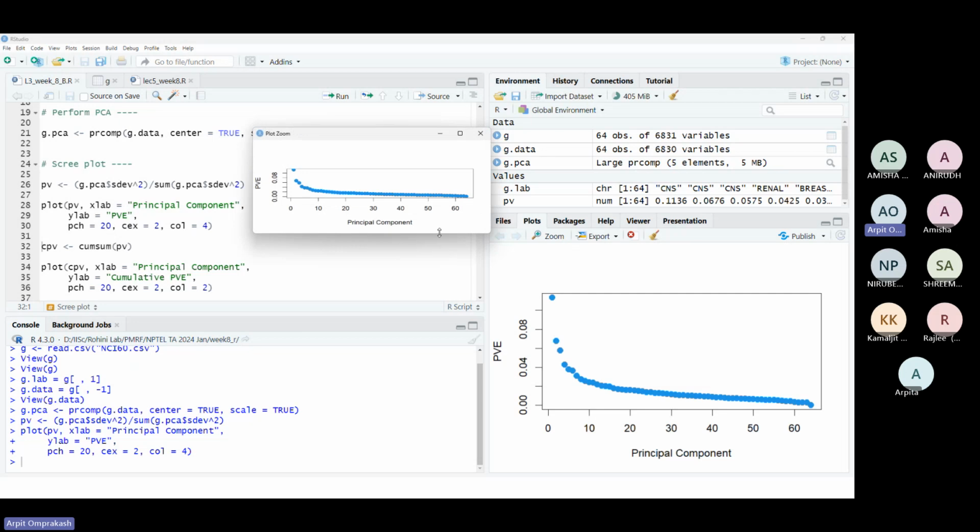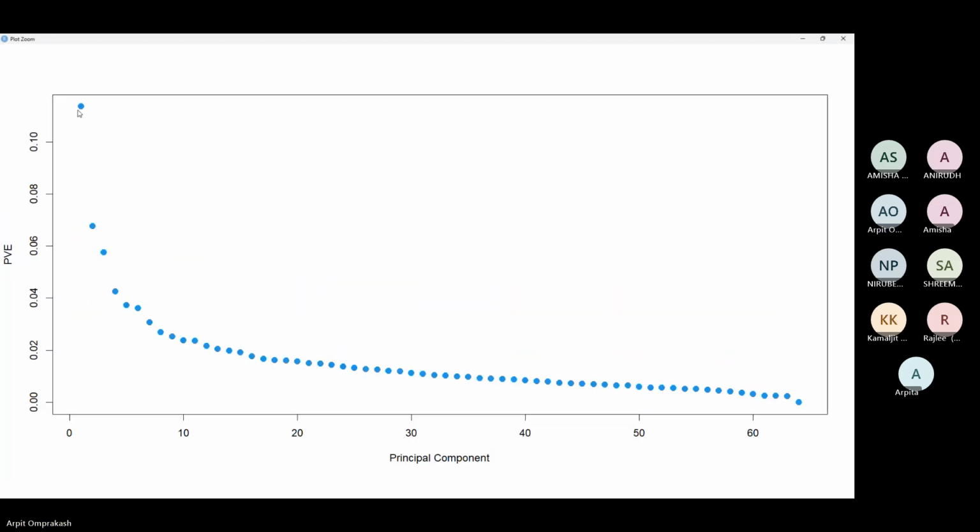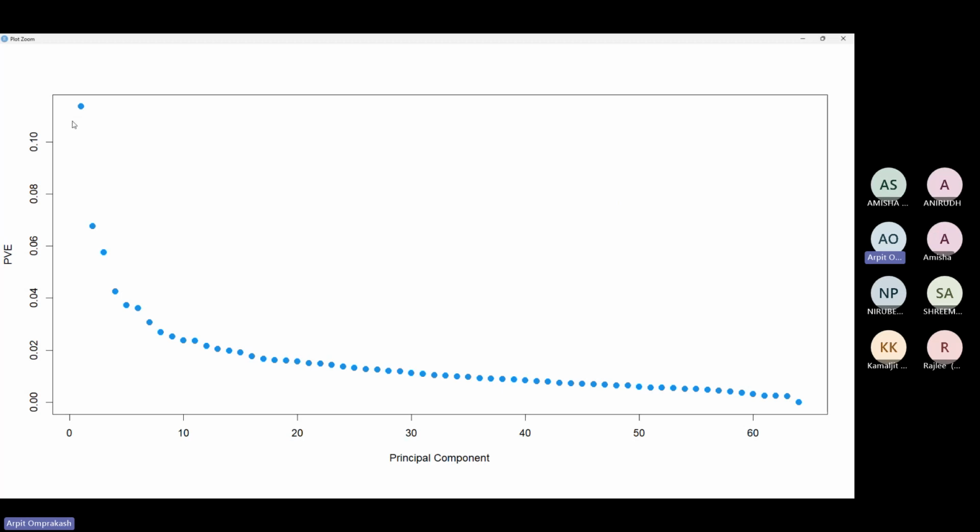Okay, so if you zoom, we see that the initial few principal components explain a lot of the variance. It goes till point one. So not a lot of the variance, but higher amounts of variance. And as we increase the number of principal components, the amount of variance explained decreases. So in this case, we might have to take let's say 10 or 15 components to capture a lot of the variance. It's slightly difficult to see from this.